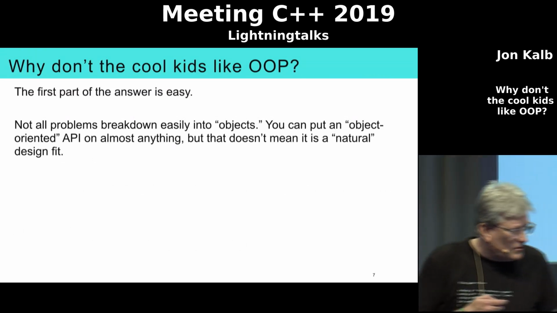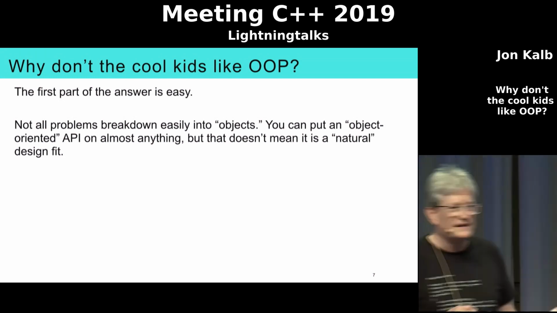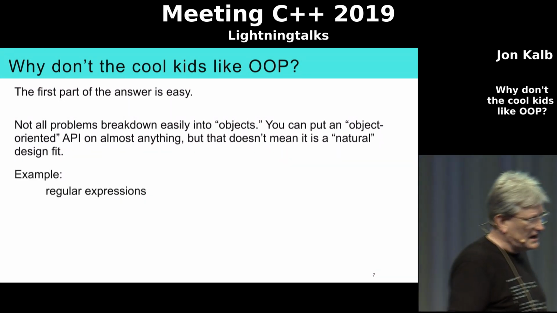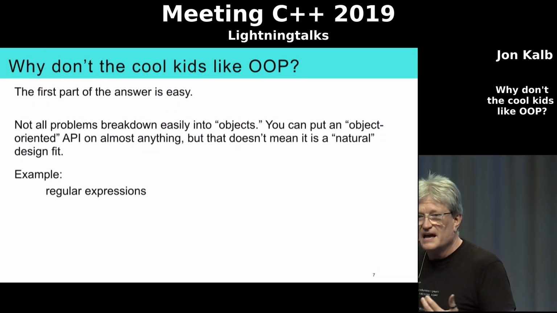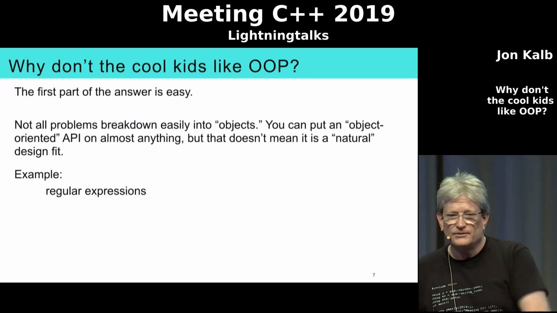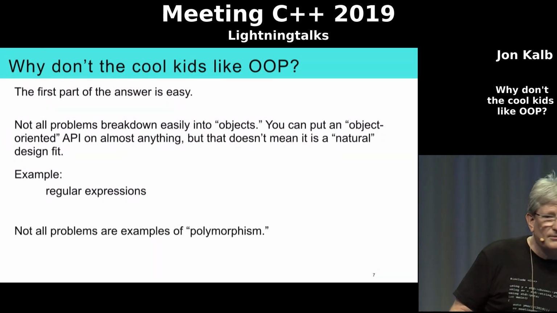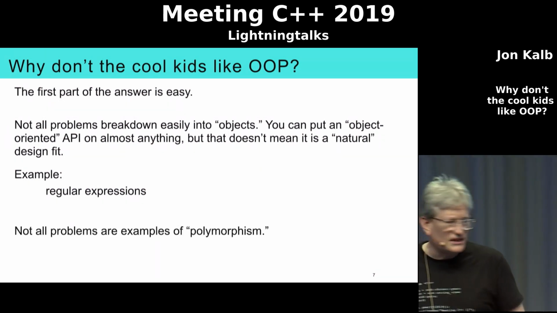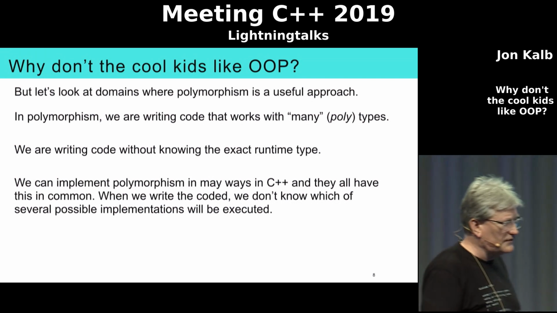And what I really want to say is that, first of all, it's because some problems don't really break down well into objects. You can put an object-oriented API on just about anything, but that doesn't really mean that it's a natural fit to the problem you're trying to solve. But there are problems that are, in fact, polymorphic. And so let's talk about those for a second. This is something where object-oriented programming might be useful because it's a polymorphic situation.